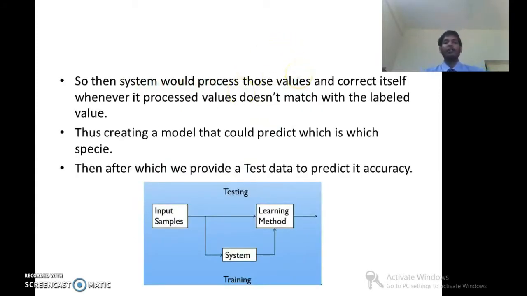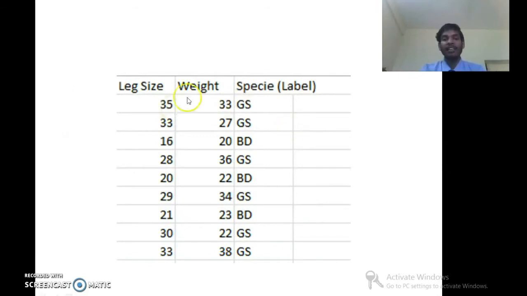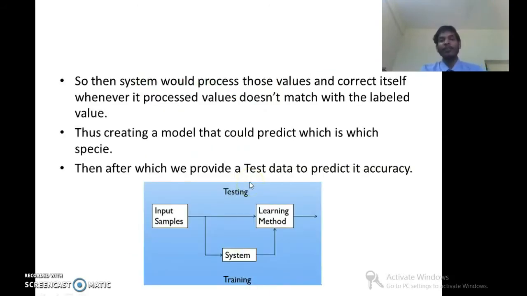Let us understand how it has been actually achieved. For the system, we provide values. Now these values are already corrected with the label that we provide to it. So when the system processes those values, it neglects the label and creates a model based on these values. And each and every time its computation gives a wrong label, it corrects itself with the correct label. Now this training provides a model that helps us in predicting the species.